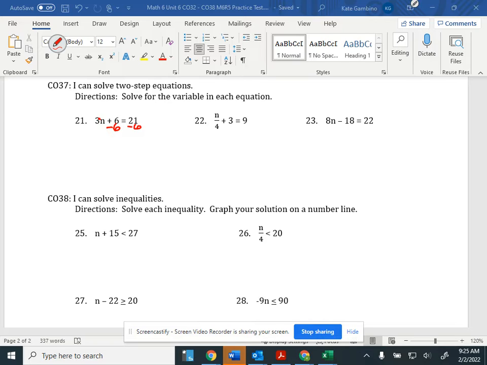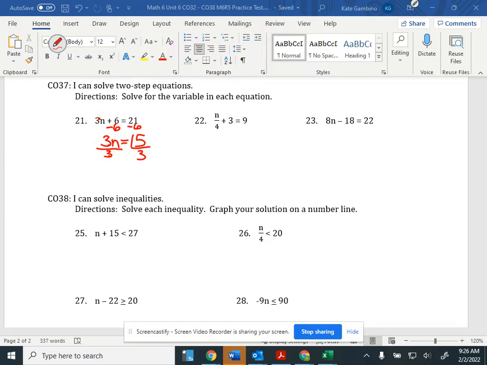So again, rewrite your equations. So 6 minus 6 is 0, so I just have my 3n left. 21 minus 6 gives me what? Tristan? 15. 15. Now what do I do? If it's 3n, and I said 3n is multiplying, what's the opposite of multiplying, Scarlett? Dividing. So if I multiplied by 3, I want to divide each side by 3.